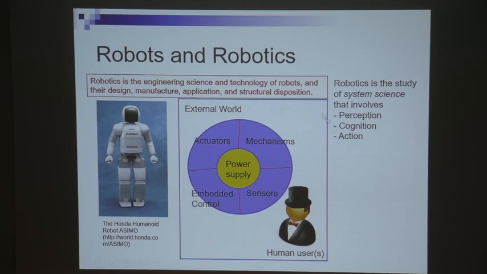Another similar definition that emphasizes human interaction a lot more is to define robotics as a study of the system science that involves perception, cognition, and actions. So this definition is a lot more geared toward computer science. And this definition is probably a bit closer to what we are doing here.